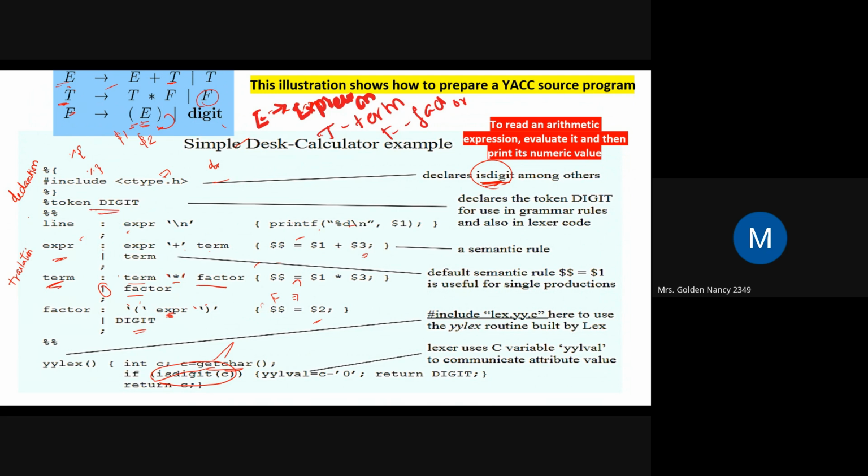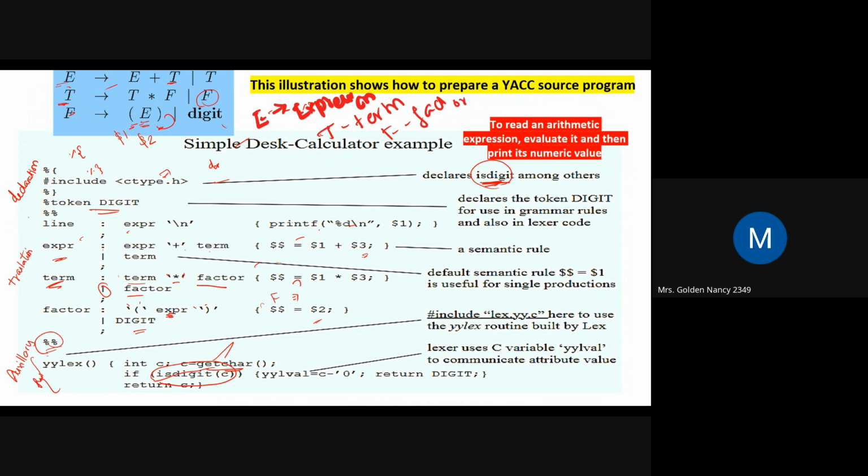So now we have initialized the translation. We have entered the translation rules, or production rules. Fine. Now you have the separator. See here, that is what is given at the right hand side. The default semantic rule is $$ equal to $1 for a single production. After this separator, you have the last part, called auxiliary functions.